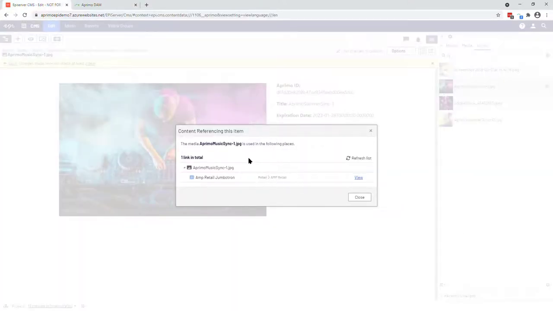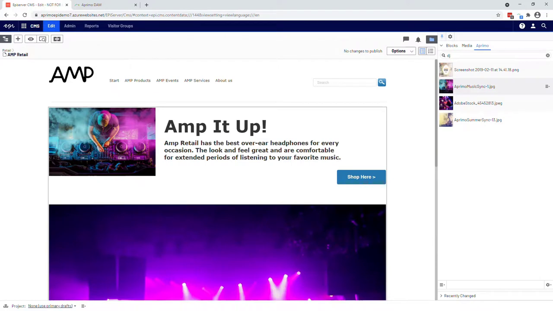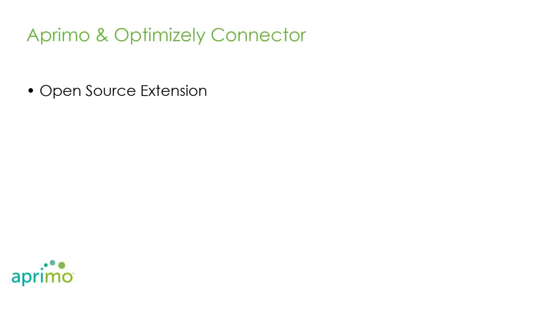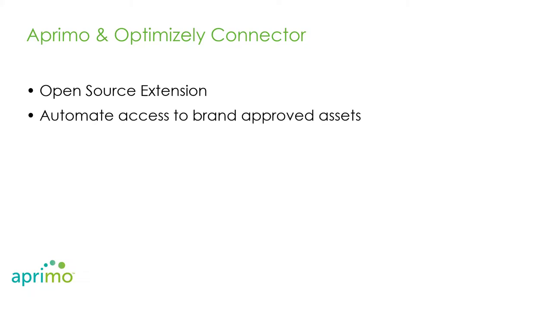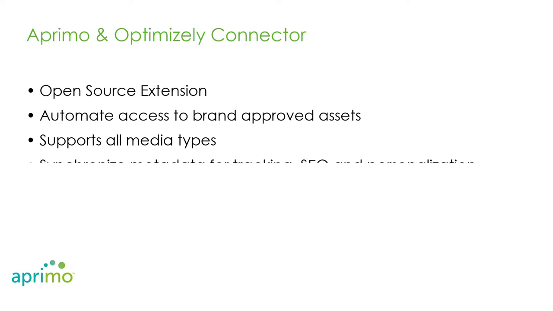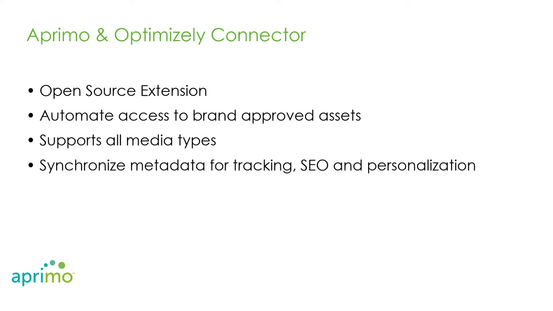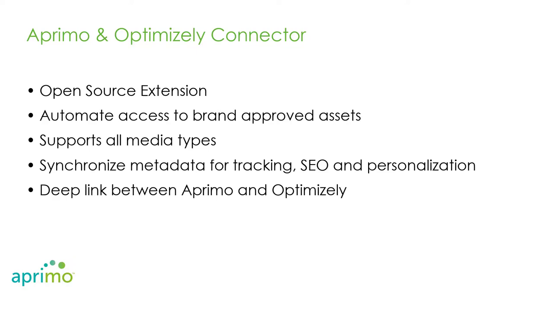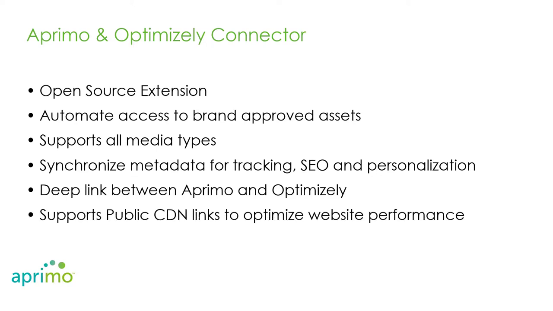The Aprimo Optimizely connector brings powerful, intuitive, and content simplicity to your Optimizely content authors. It's an open source extension that you can highly configure to meet your exact specifications. Automate the process of making brand approved content available directly in Optimizely. Supports all media types. Synchronizing metadata for tracking, SEO, and personalization purposes. Page URLs are published to the DAM, so you can easily access all the pages where an asset's being used and track its performance. And this supports public CDN links to optimize website performance.